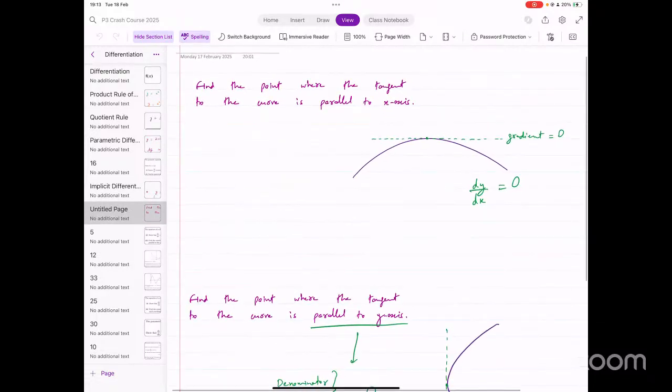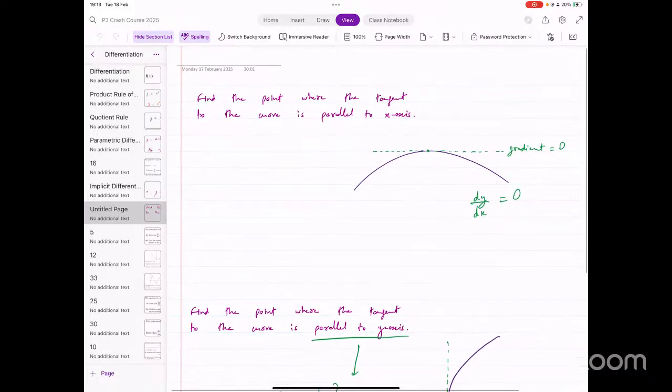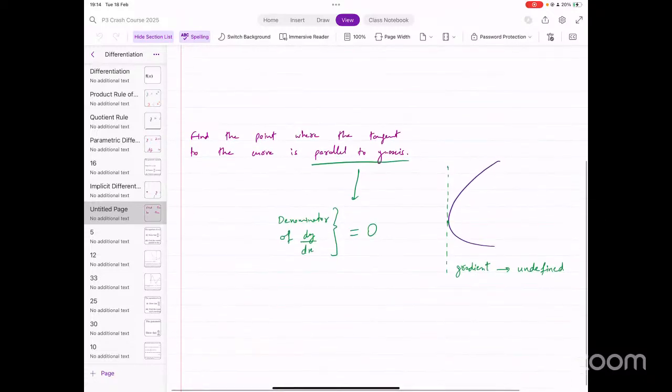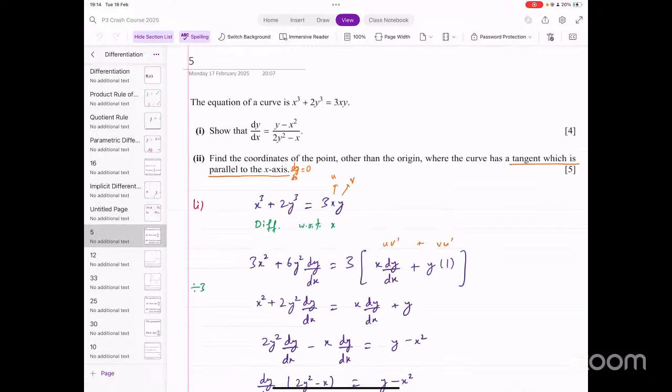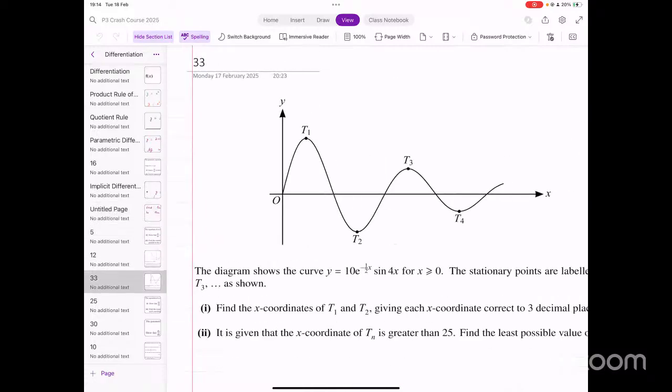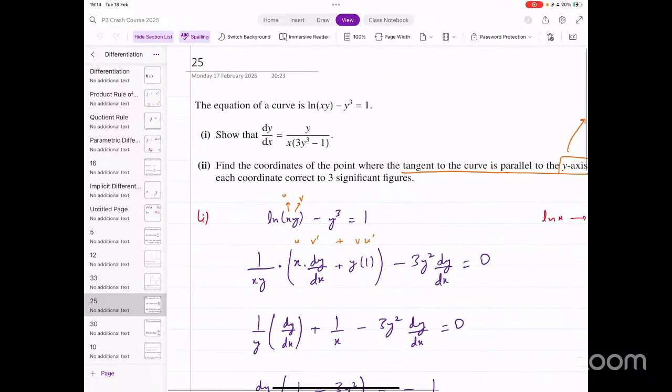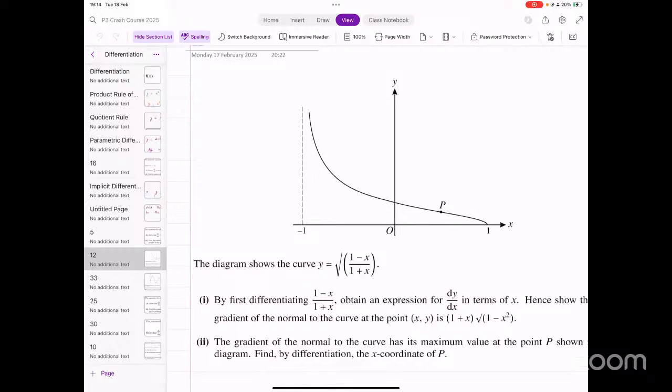When it says you want to find a point in which the tangent is parallel to x-axis, you say dy over dx is equal to 0. When they say tangent is parallel to y-axis, in that case, you put the denominator of dy over dx equal to 0. That's what we did. We did some practice questions after that. And there were some that we listed down here that we want to do them today.